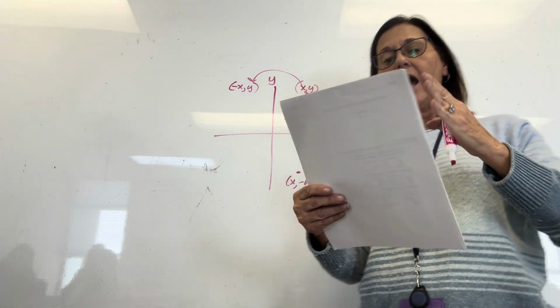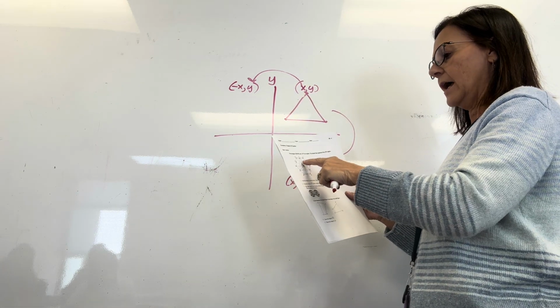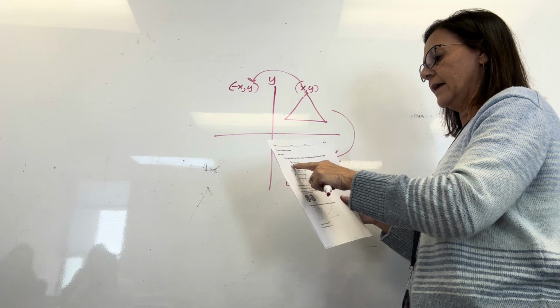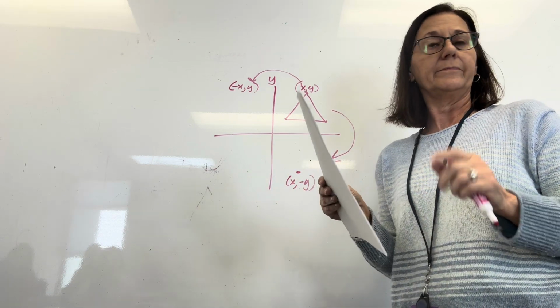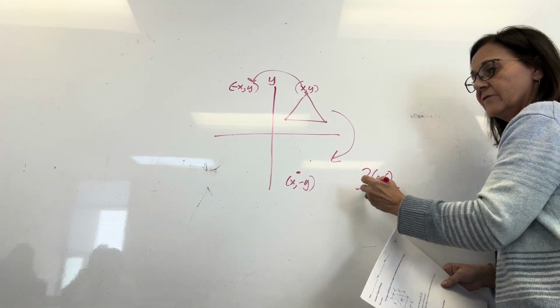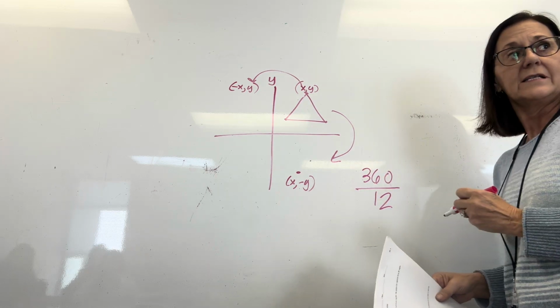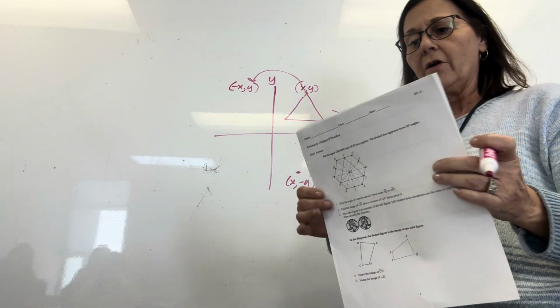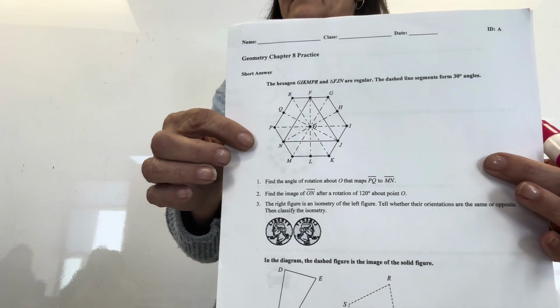And I can just count the lines. So somebody count the lines. There's 1, 2, 3, 4, 5, 6, 7, 8, 9, 10, 11, 12 lines. Somebody agree? I would take all the way around, 360, divided by 12 segments to get 30 degrees. So each one of those sections is 30 degrees.